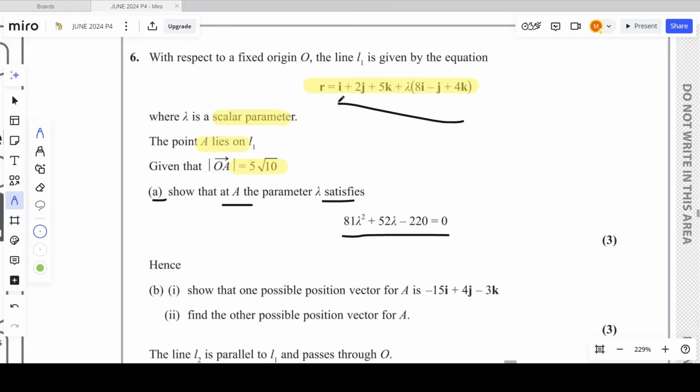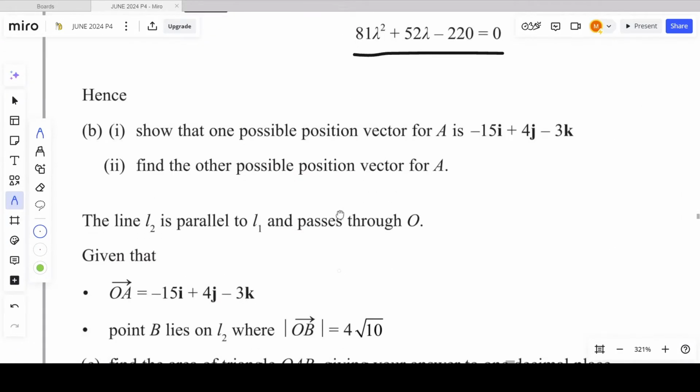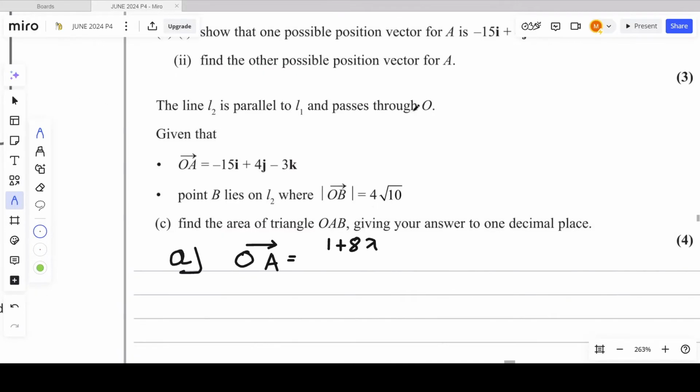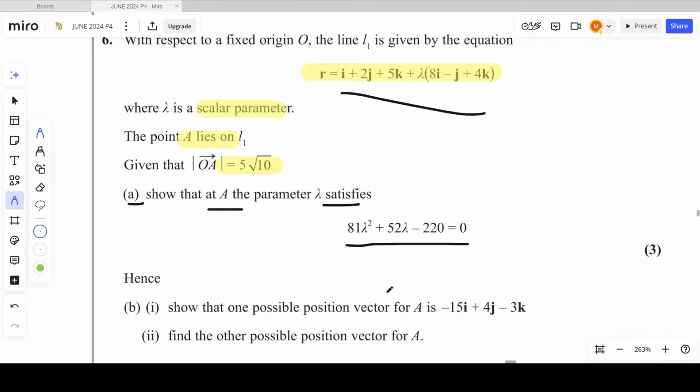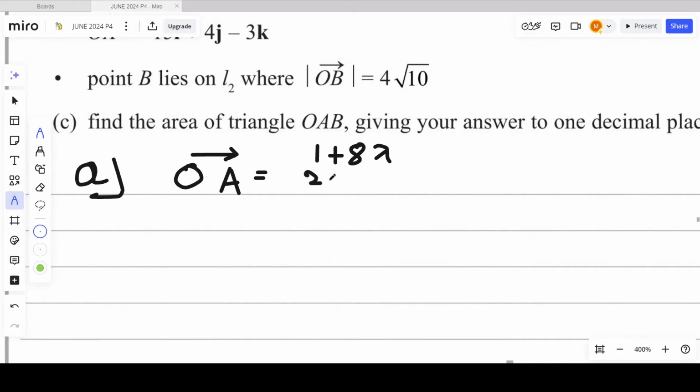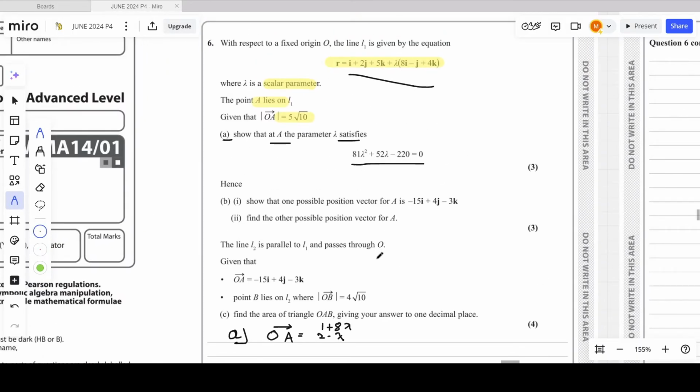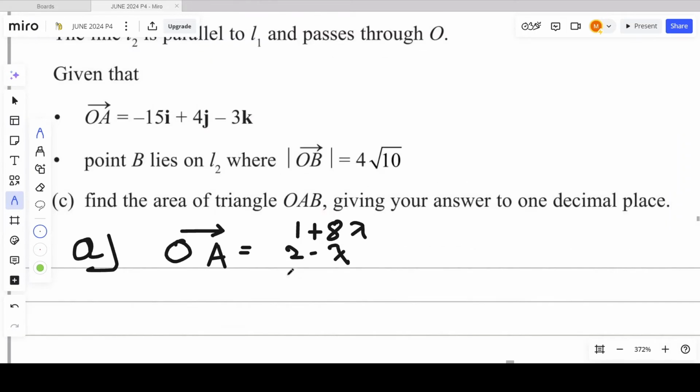In column vector form, this is 1 plus 8 lambda, then 2 minus lambda, and at the end 5 plus 4 lambda. So we got the position vector of A.